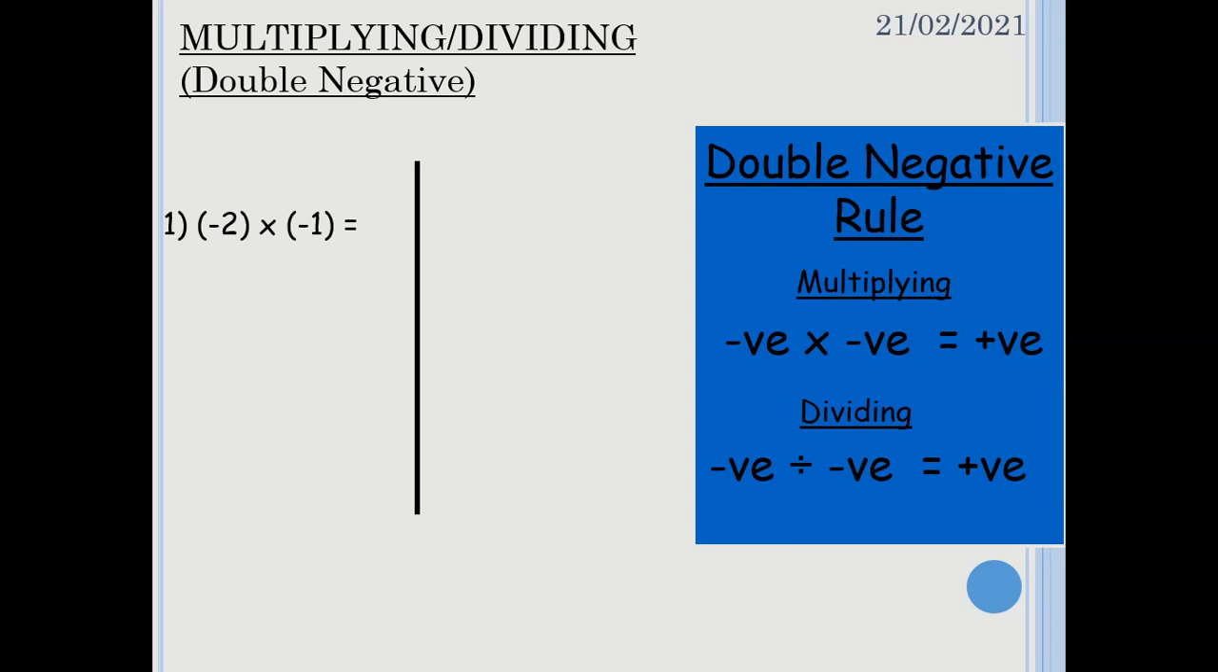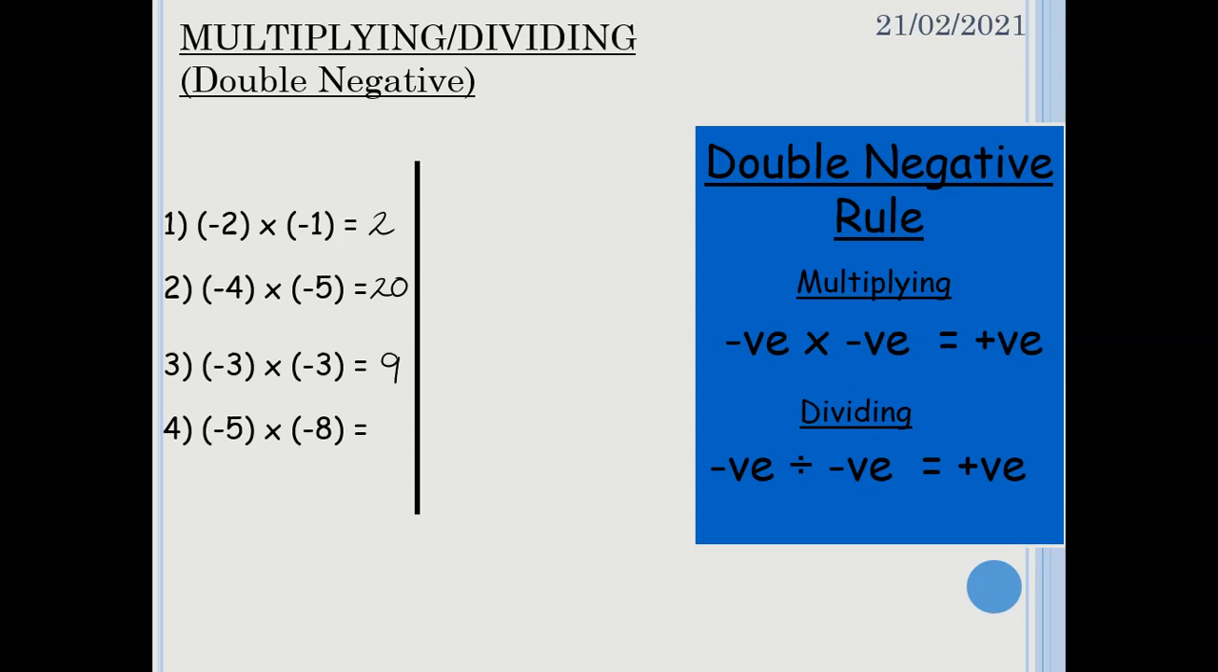Let's look at some examples. So negative 2 times negative 1. 2 negatives make a positive, so 2 times 1 is 2. Negative 4 times negative 5. Again, 2 negatives make a positive. So my answer is going to be positive 20. Negative 3 times negative 3 is going to give me positive 9 because I've got two negatives. Negative 5 times negative 8. Two negatives make a positive, so that's going to give me 40.